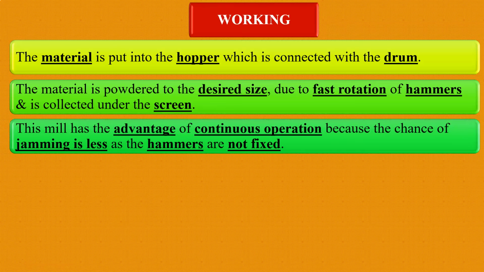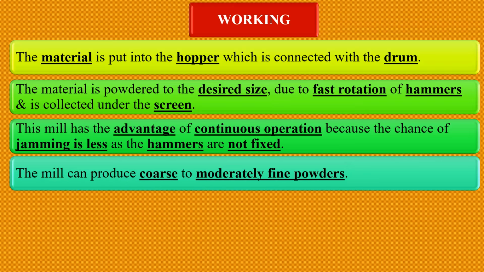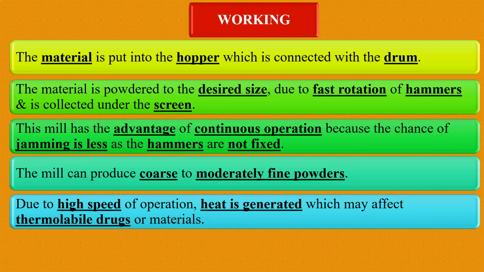Now this hammer mill has the advantage of continuous operation. It is not a batch operation, it is a continuous operation. Another advantage is that the chance of jamming is less as the hammers are not fixed. Then the mill can produce coarse to moderately fine powders.